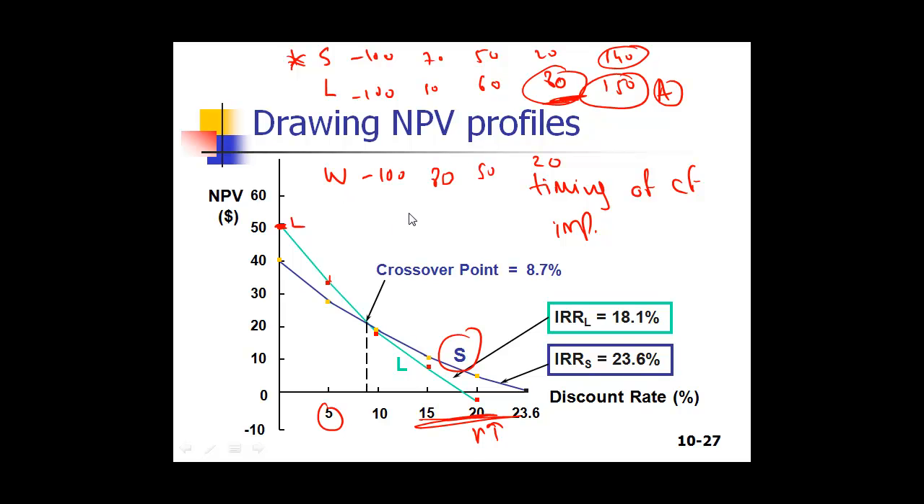Okay, so now how do we come up with the profile of W? What is the intercept? Let's do it in red. So this first dot: at 5% discount rate, what would W be? 38.8. So you would do minus 100 plus 80 over 1.05. So what answer did you get? 38 or something. So then you have a point over here. At say 10%, what do you get? At 10%, you will have 29 something over here.